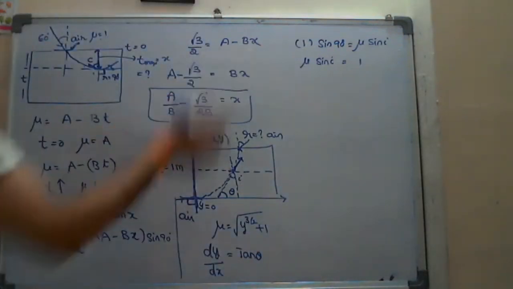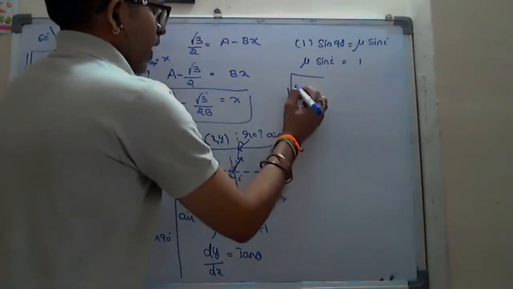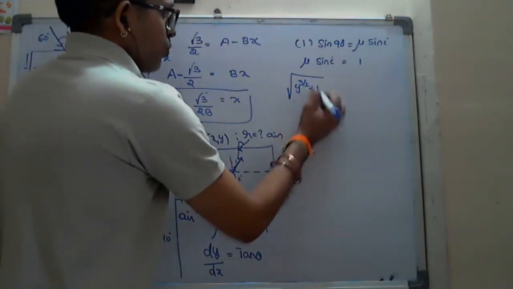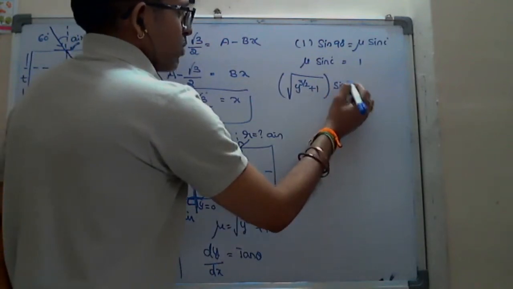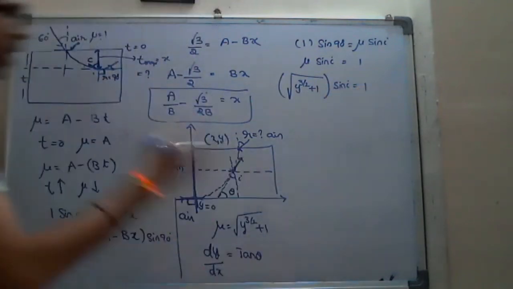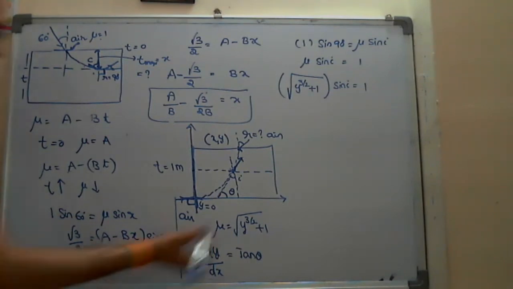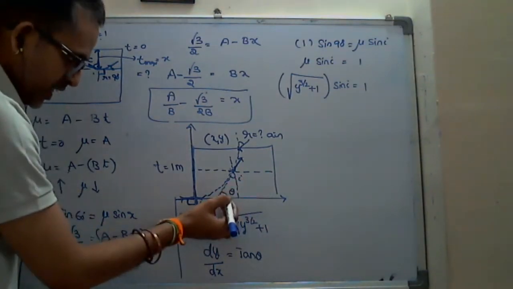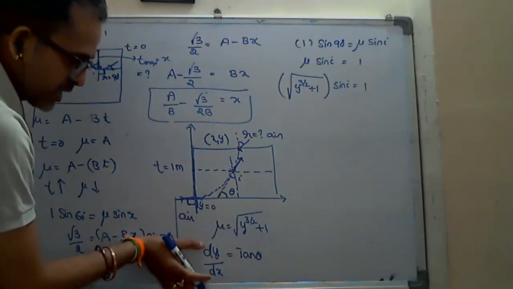So mu sine I is equals to 1, where mu is equals to, he gave one equation, root of y power 3 by 2 plus 1. So mu into sine I is equals to 1. To get the relation, I don't want the relation between I and y now. I need a relation between y and x. So I try to convert this I in terms of theta. Why? Because if I write in terms of theta, I know the relation between y and x.